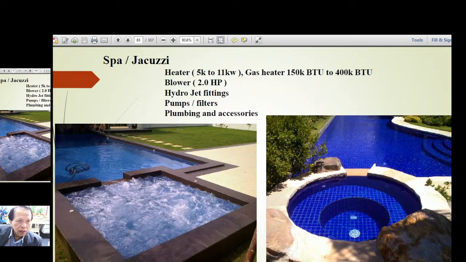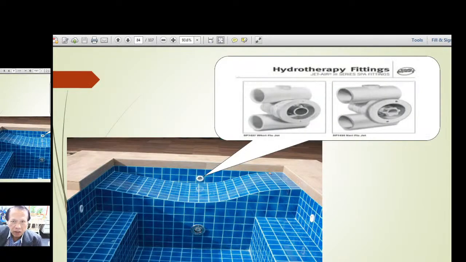Okay, so for a spa jacuzzi, the heater is from 5 kilowatts to 11 kilowatts. If you use a gas heater, 150,000 BTU to 400,000 BTU. Blower is 2 horsepower. Hydrojet fittings, and then pumps, filters, plumbing, and accessories. And here are the hydrotherapy fittings at this portion, and there is the blow up of these fittings.